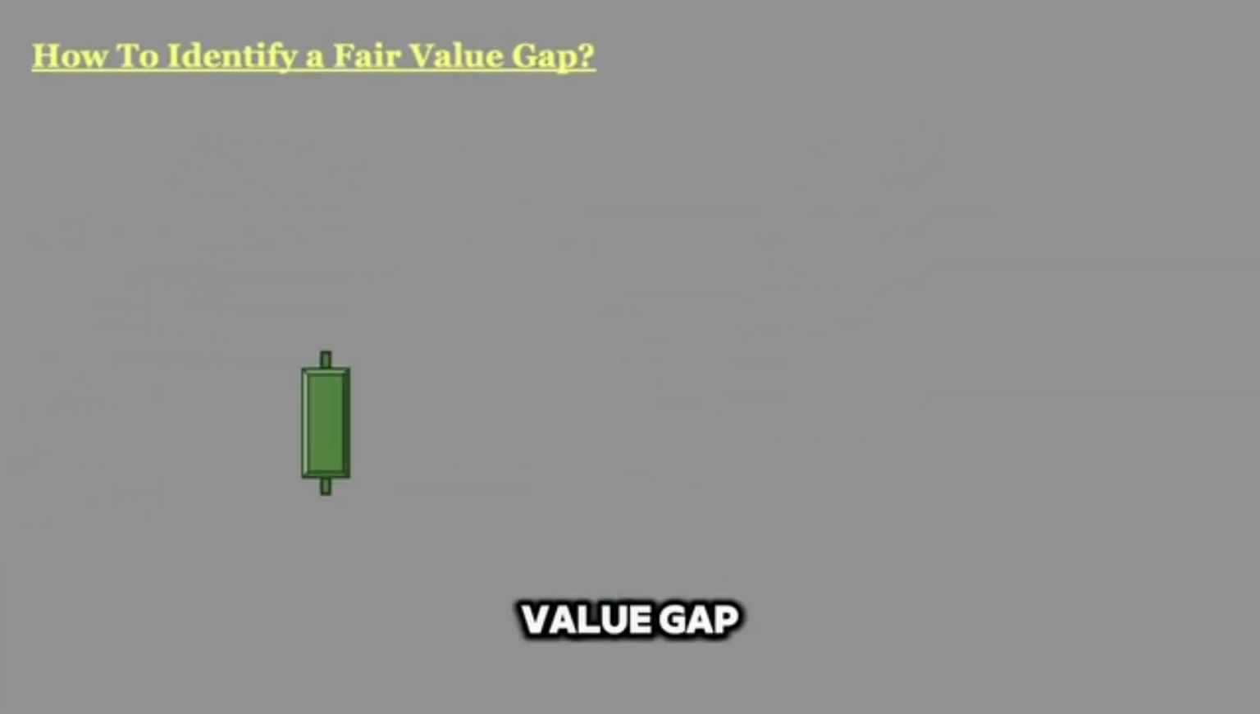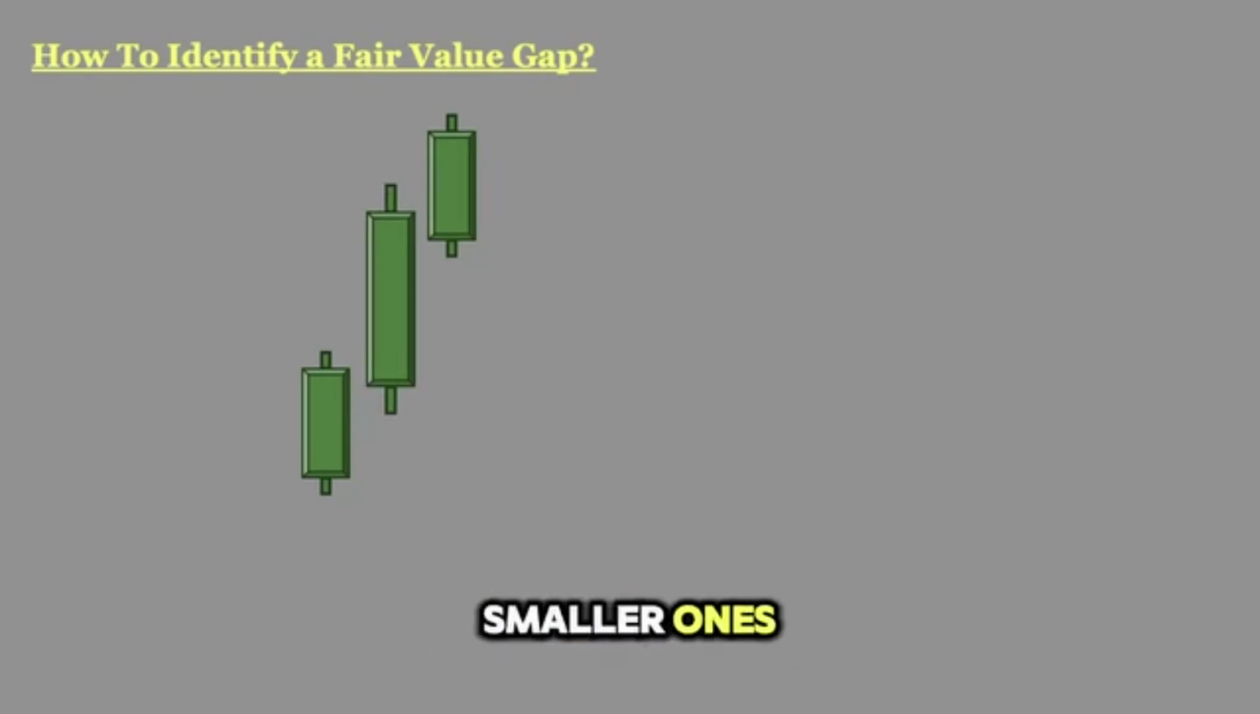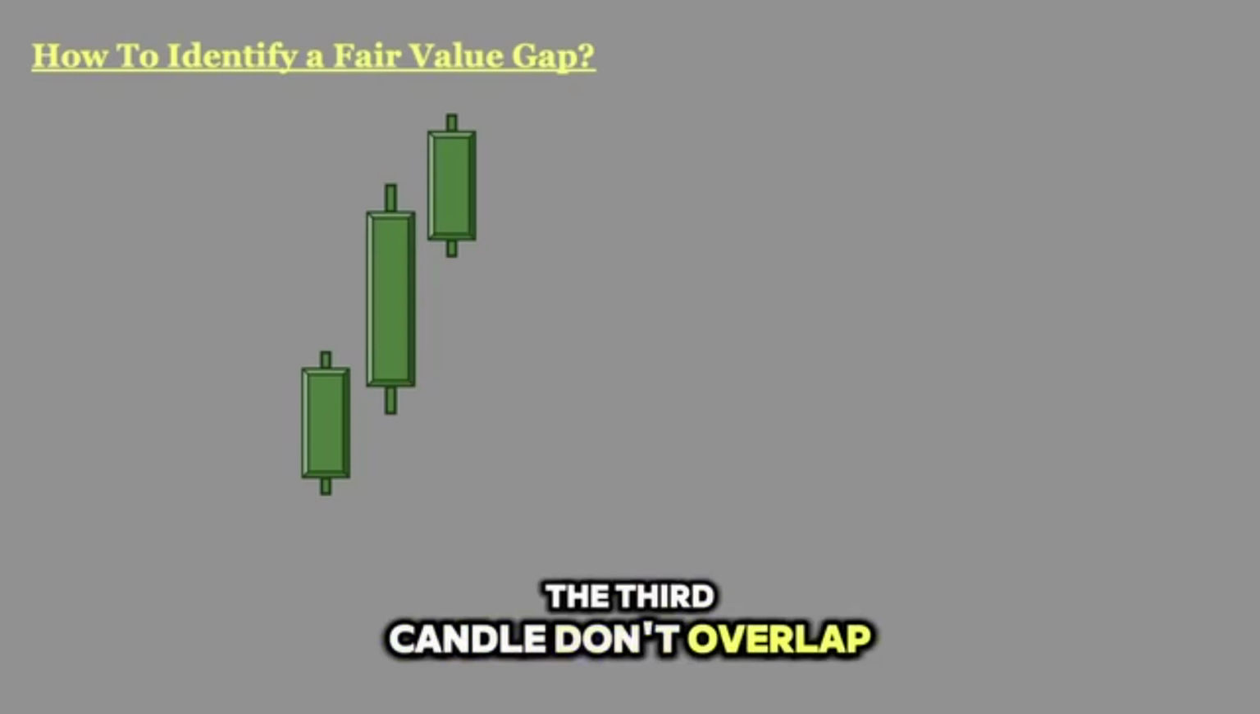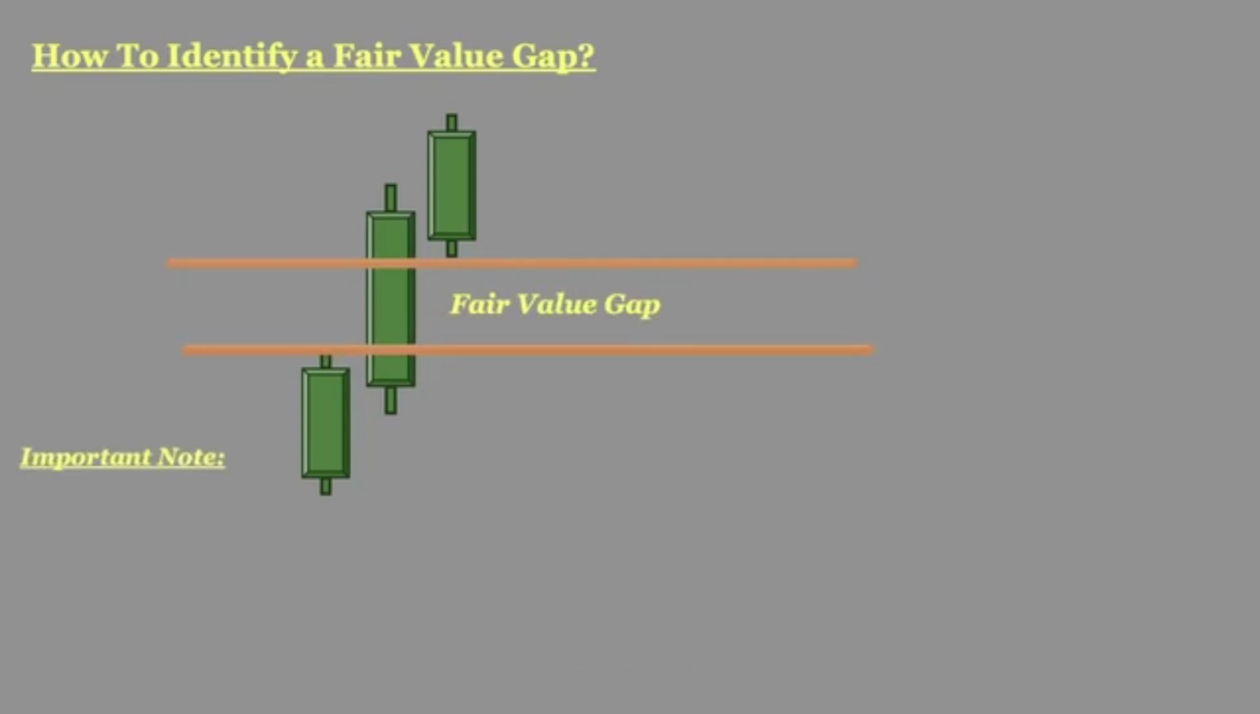To plot a fair value gap, you'll need to identify a sequence of 3 candles. Look for a large middle candle between 2 smaller ones, where the high of the first candle and the low of the third candle don't overlap. The space between the high of the first and the low of the third candle is your fair value gap.